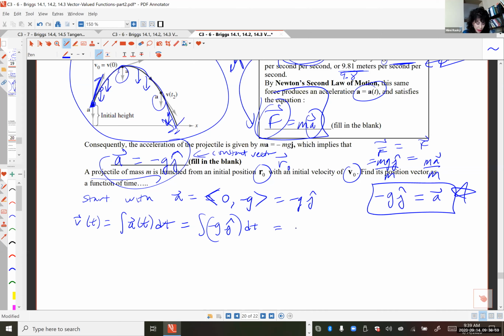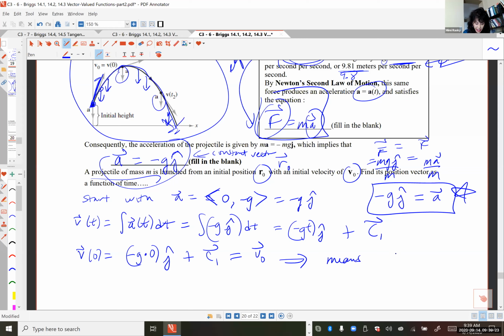And that's going to end up being negative gt times j hat plus some constant vector. I'll call it c1, a constant of integration. But how do I get c1? Well, they gave you initial velocity. V evaluated at 0 seconds, which is negative g times 0 j hat plus this constant vector, has to equal the initial velocity vector. Okay, fine. And that just means that your c1 is the initial velocity.